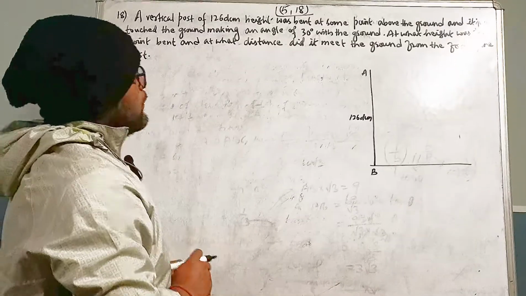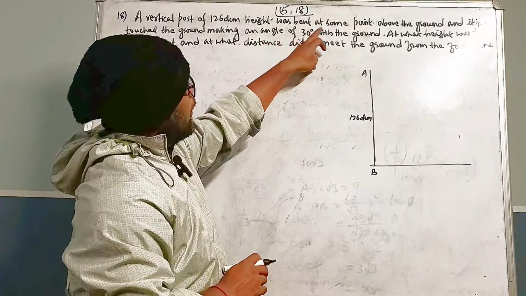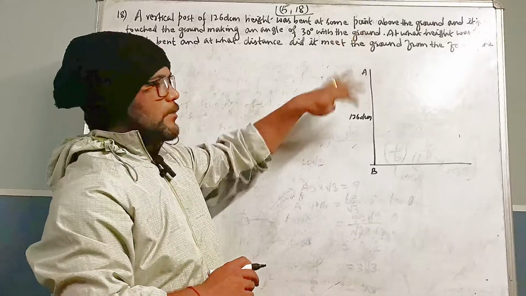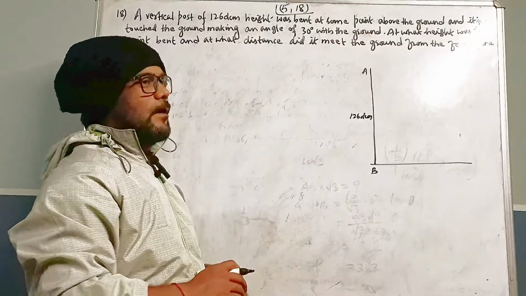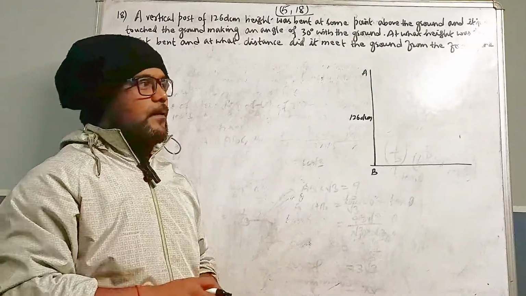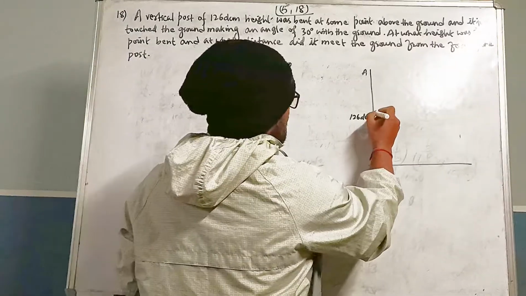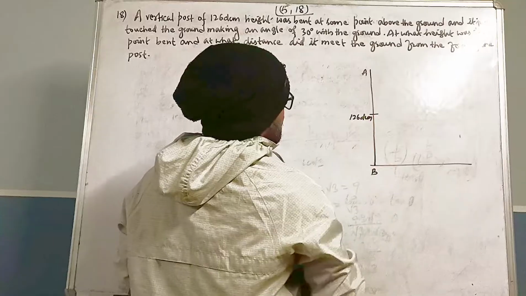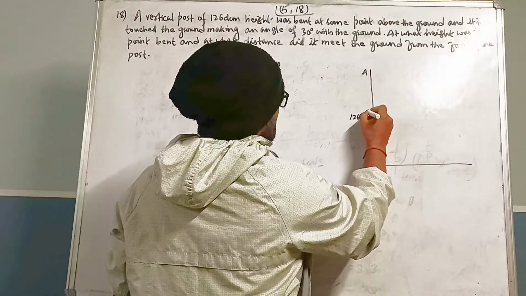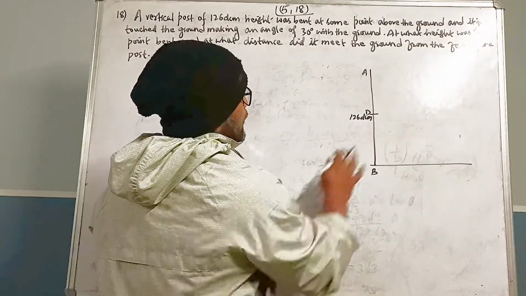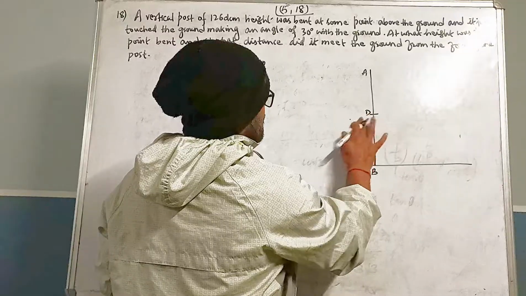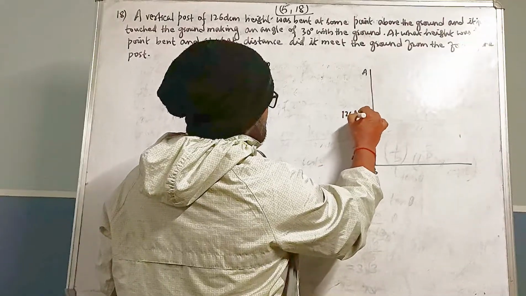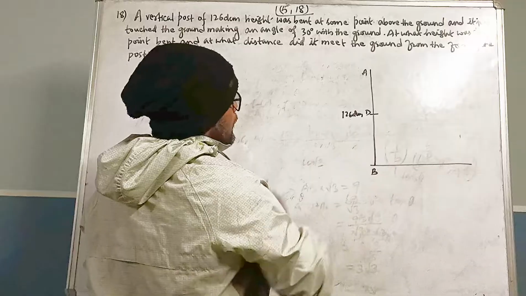It is given here that at some point the post was bent. I think it may be due to the storm. The post is bent. As for example, say the post is bent at the point D. So I'm writing here 126, the value of the height of the post in decimeter.